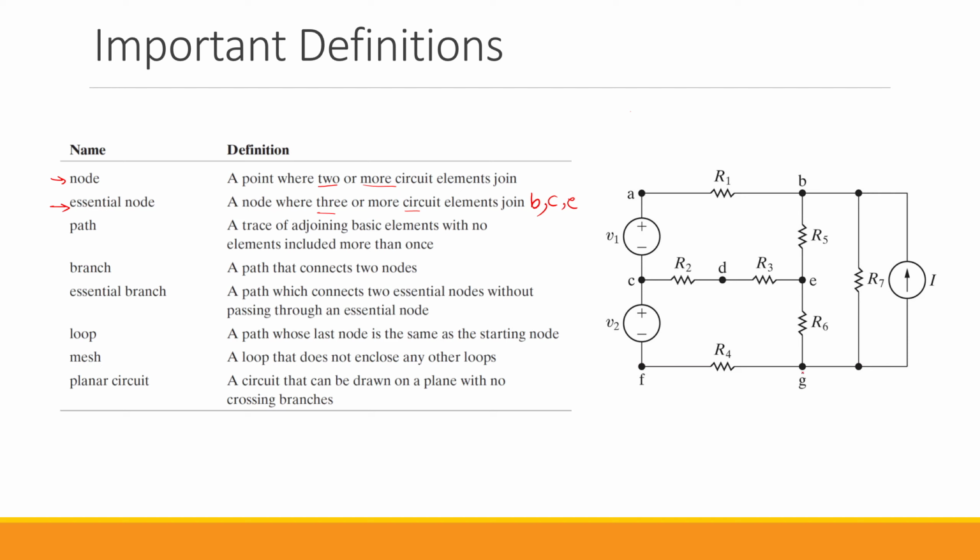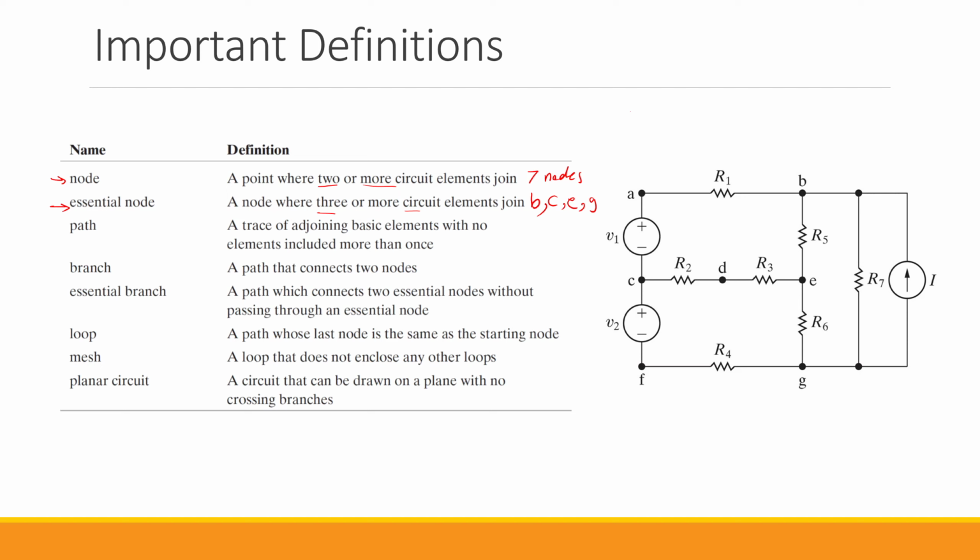And finally we have G, which is an essential node because it is the point of connection of 4 elements: R4, R6, R7 and this independent current source. So out of the 7 nodes that we have here, only 4 of them are essential nodes.